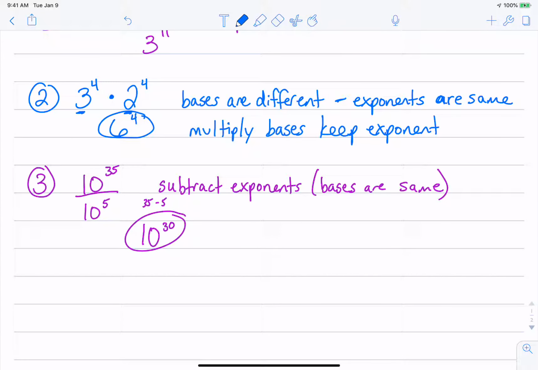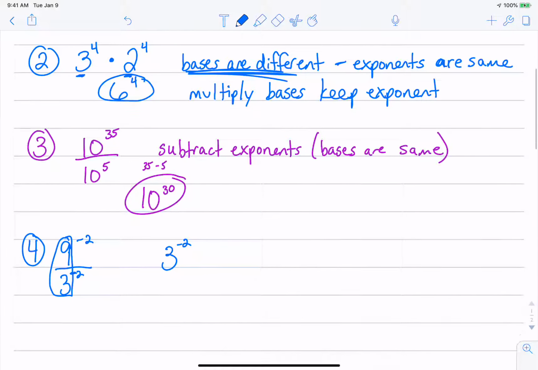Okay, now another example. Now let's have our bases be different. So let's say we have 9 to the negative 2 divided by 3 to the negative 2. Okay, so the same thing applies here. I'm not going to rewrite it, but our bases are different. Our exponents are the same. So then this is where we would actually just divide our bases. Well, 9 divided by 3 is 3. Keep the same exponent. Okay, so those are some examples you may see.